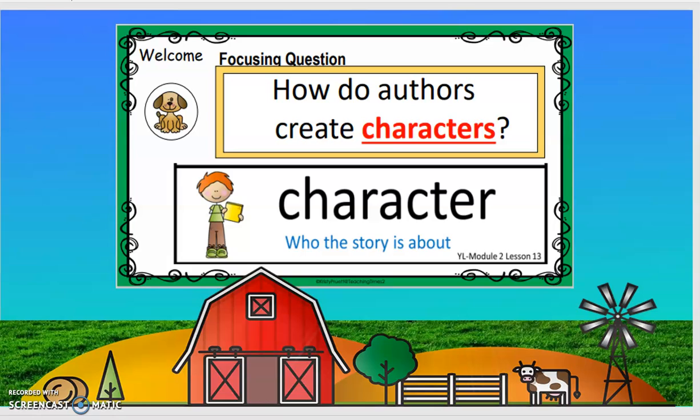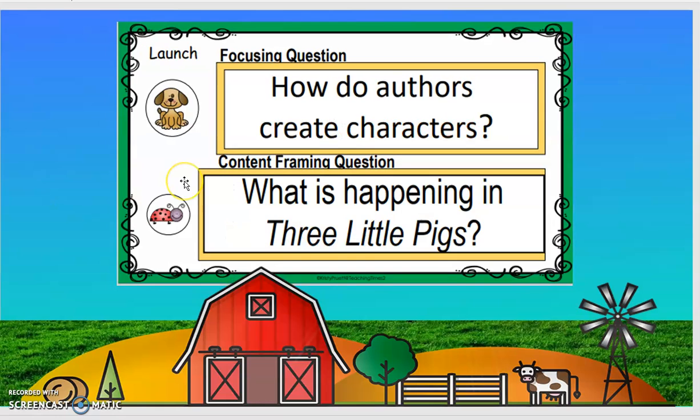A character is who the story is about. Now, characters don't always have to be humans. In this picture, it's a human, but you'll recognize in the story, our characters are not humans. I don't think there actually are any humans in the story that we're reading today. So, our focusing question is how do authors create characters? And our content framing question is what is happening in The Three Little Pigs?